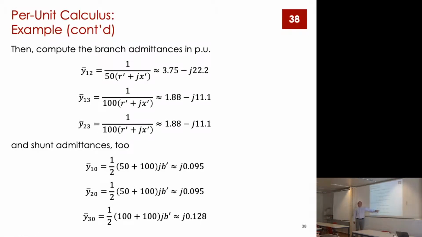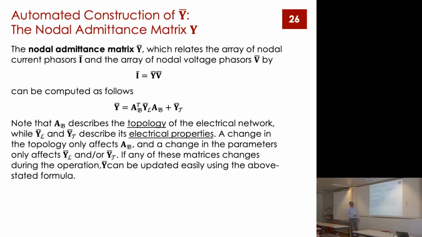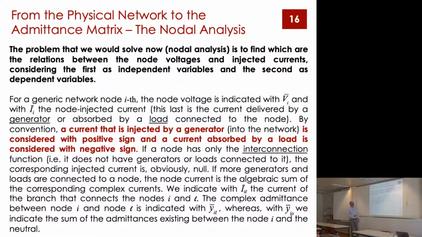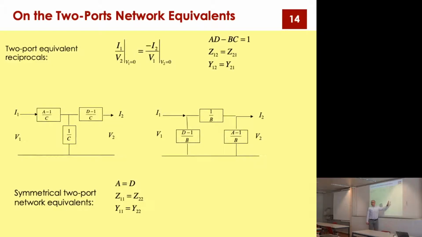Did you understand why I have the half here? Yeah, because, for those of you that didn't pay attention, we are using equivalent models of the branches, which are pi. So the total shunt is split, half in one node and the other half in the other node. That's why I have 1 over 2.